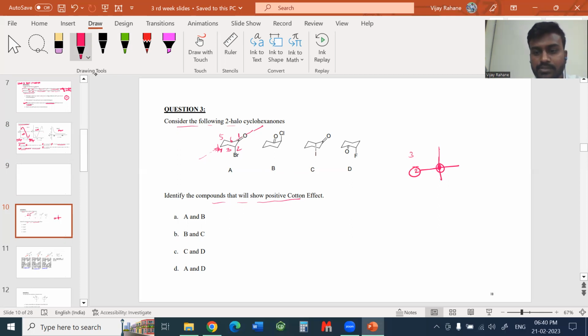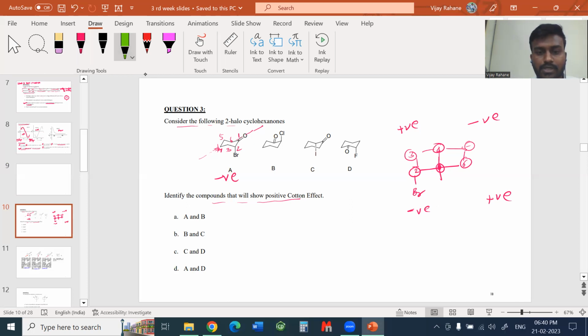This one is 2, this one is 3, this one is 4, this one is 5, this one is 6, right? And the bromine is axial, so bromine will be here, and we can see this quadrant will be a positive quadrant, this quadrant a negative quadrant, this quadrant a positive quadrant. So in the first example, you can see this bromine lies in this one, so this is the negative quadrant, right? Similarly, this one also you can see.